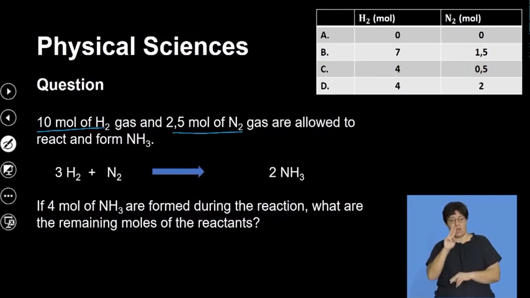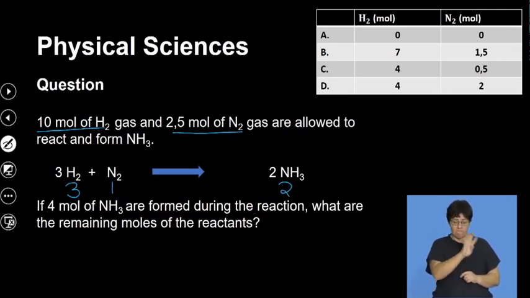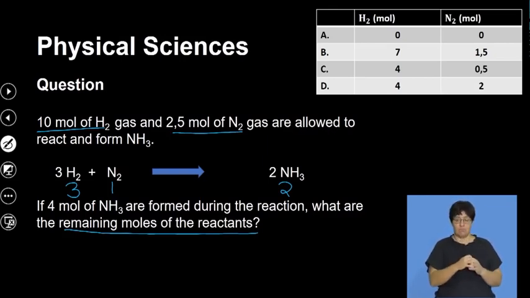So in this case, we are given the quantities in SI unit. Okay, so 3 moles of hydrogen reacts with a mole of nitrogen to give us 2 moles of ammonia. So we are told that if 4 moles of ammonia are formed during the reaction, what are the remaining moles of the reactants, right? So we want to know that after forming 4 moles of ammonia, how much will be left in terms of the hydrogen and the nitrogen, right?